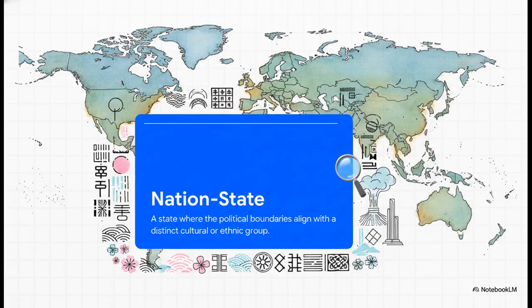Next, we have this idea of the nation state. Now, this is kind of the ideal situation where the borders of a country perfectly match up with the people of a single culture or ethnicity living inside them. Truth is, true nation states are incredibly rare, but countries like Japan or Iceland get really close. Their cultural and political borders are almost one and the same.